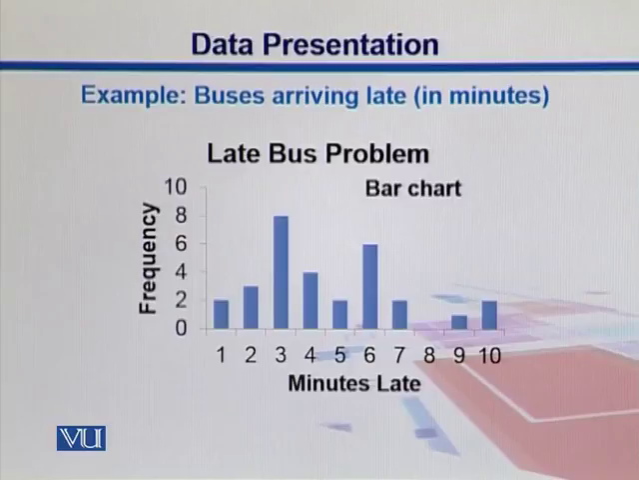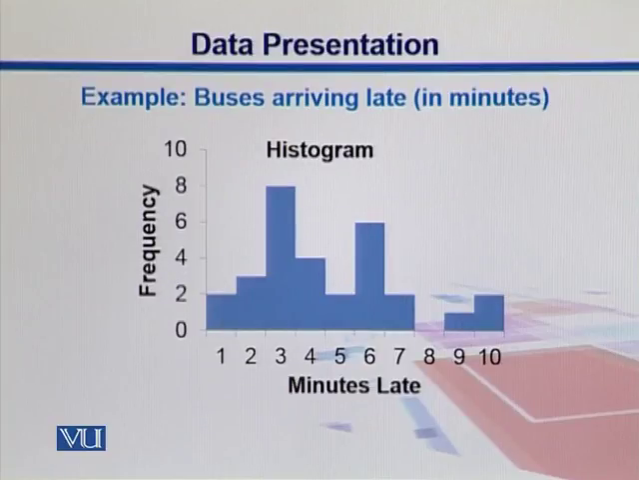If we plot them in a simple bar chart, it looks like this. For example, the mode is 3. Then there are 8 buses which are 3 minutes late, and in another category 6 buses are 6 minutes late. So overall our distribution looks like this. This representation, guys, is called a bar chart. These bars are distinct from one another, so we can use it for qualitative data. If we let these bars touch one another, it becomes a histogram.